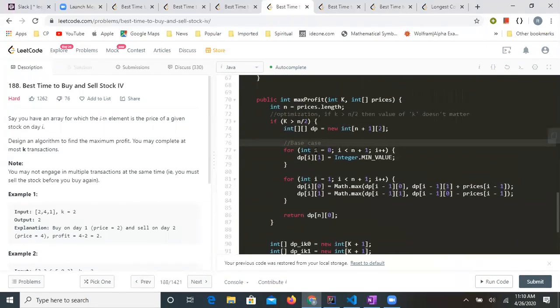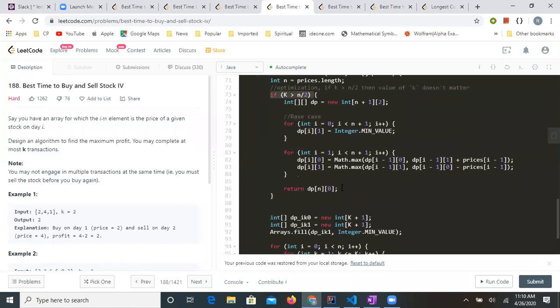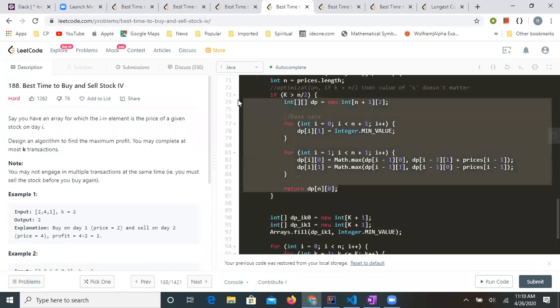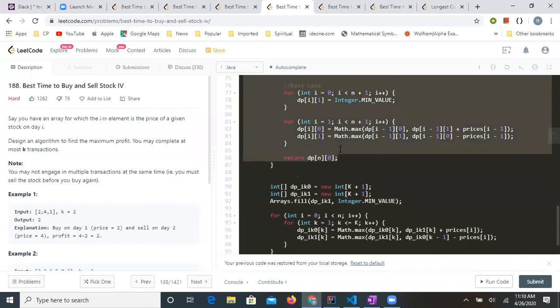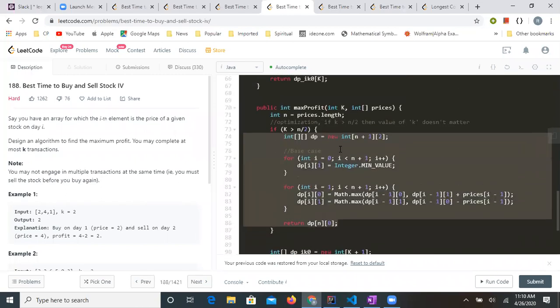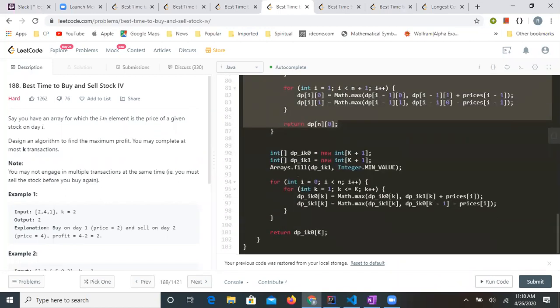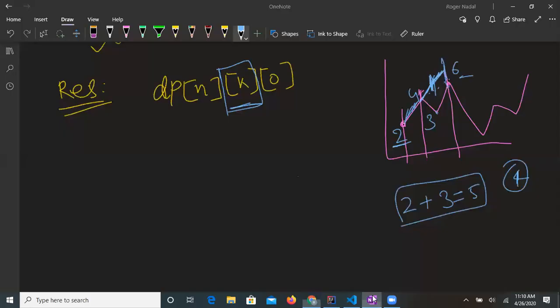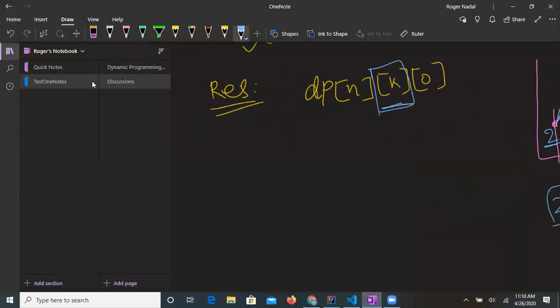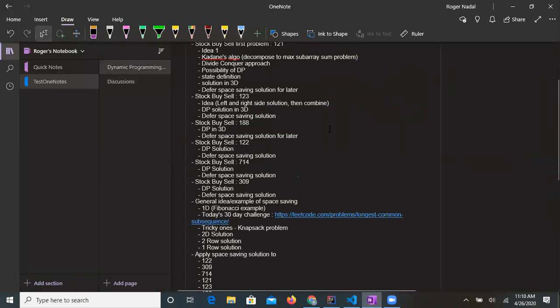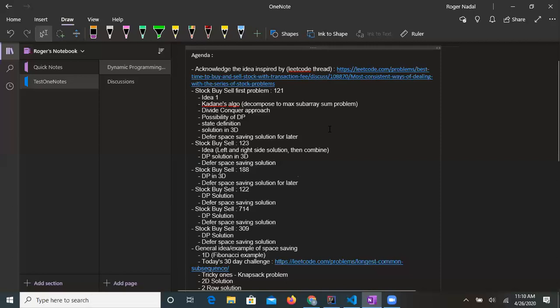Now, if you look at it, when k is greater than n by 2, we turned it into a 2-dimensional problem, and then that may work. But to get even better response time, I think we can do some space optimization thing. I don't think we will have time today for sure, but let's see what we have. We have covered every problem.